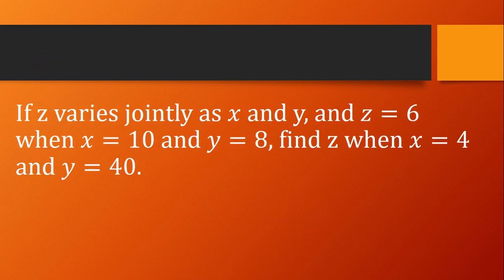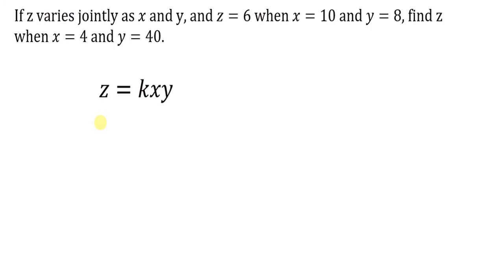Another example, if z varies jointly as x and y, and z is equal to 6 when x is equal to 10, and y is equal to 8, find z when x is equal to 4 and y is equal to 40. Okay, so gagawin natin, isa-substitute lang natin sila. So dito muna tayo mag-concentrate.